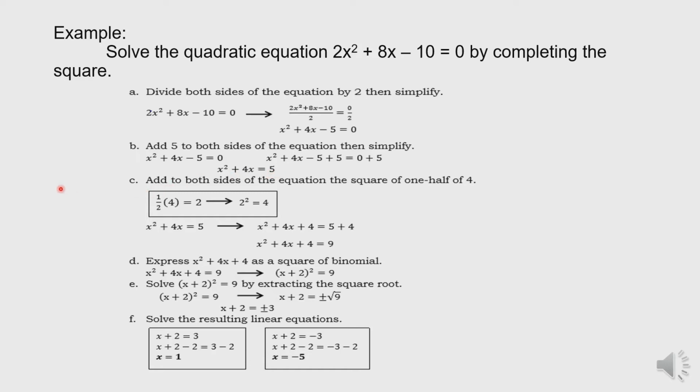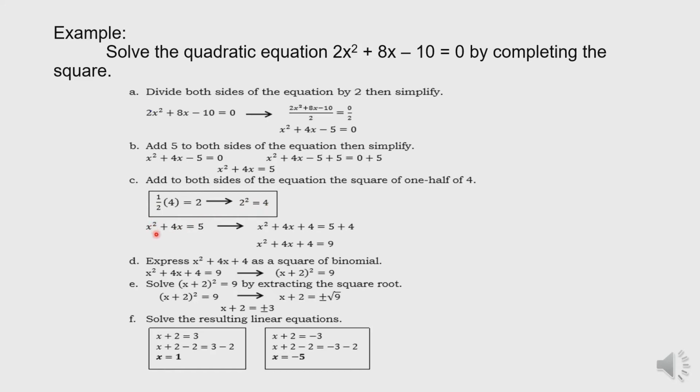For c, you add to both sides of the equation the square of 1/2 of the coefficient of the linear term, or the middle term, 4x. So what is it? It's 4, because you divided it already by 2 from here, and then it's added to both sides of the equation. 1/2 of the coefficient of x: 1/2 of 4 equals 2, and then square it, you have 4.